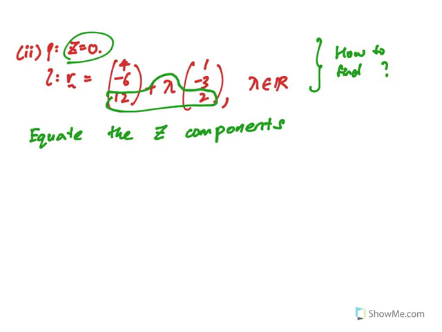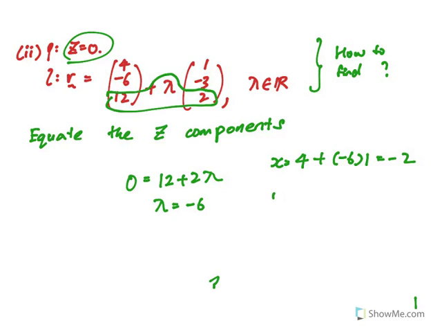Very quickly, because I know that I can use the z components. So again, we are using the Cartesian x, y, z to link us together. The x can be a linkage, the y can be a linkage. So I take the z component, 0 equals 12 plus 2 lambda. Lambda equals -6. Then from there, I find my x. x equals 4 plus -6 times 1 equals -2. y equals -6 plus -6 times -3, equals 12. Okay, so final answer.